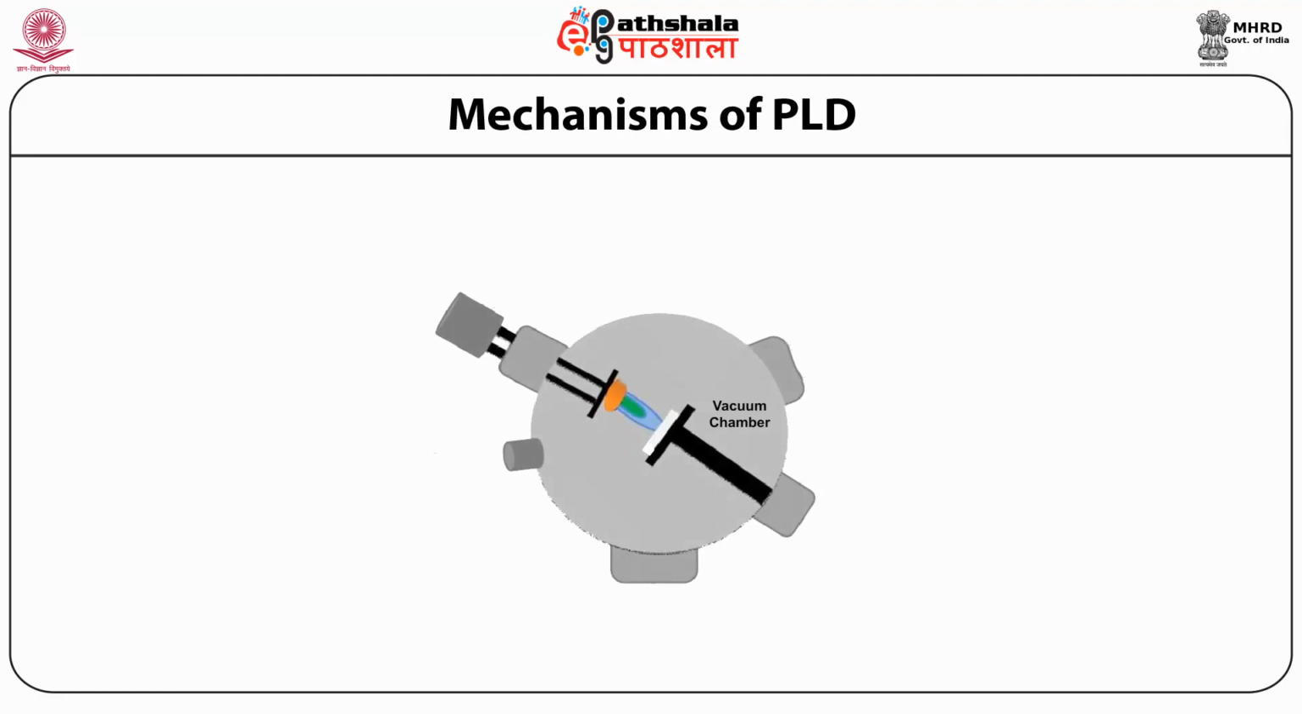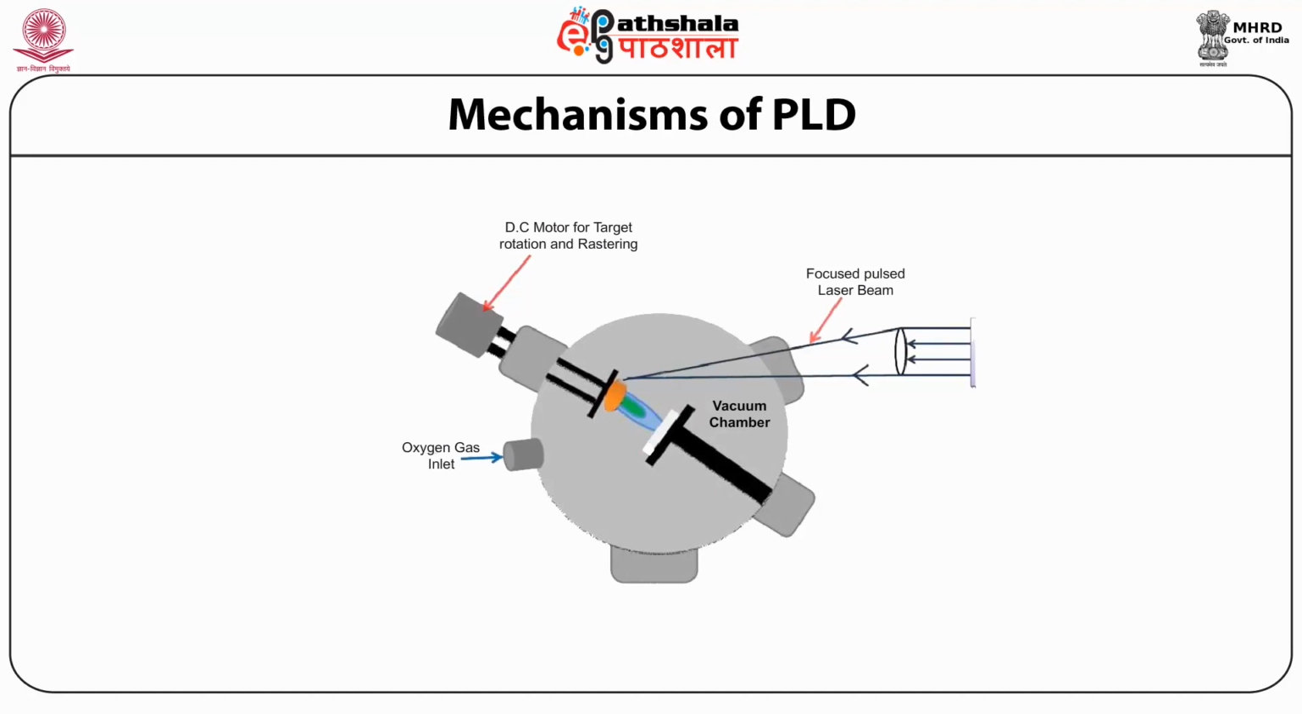Here, the figure shows the schematic of the PLD chamber and the pulse laser deposition technique, showing the substrate holder having a substrate on it. Then you have a target on which the laser is focused using the focused pulse laser beam. Then the plume is generated from the target onto the substrate and you can see a DC motor for target rotation and translation. And there are other inlets like the oxygen gas inlet and the vacuum system inlet for maintaining the required conditions inside the chamber.